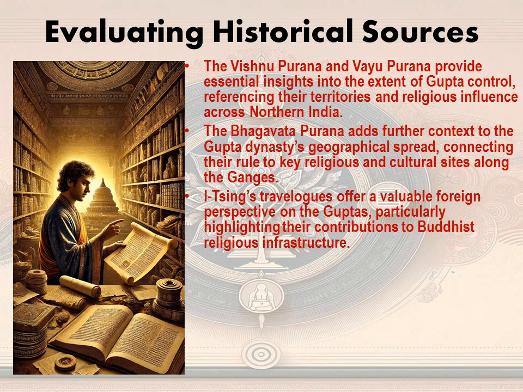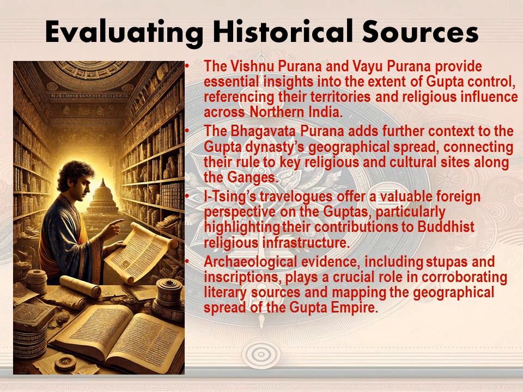I-Tsing's travel logs offer a valuable foreign perspective on the Guptas, particularly highlighting their contributions to Buddhist religious infrastructure. So it was not only territorial expansion but also religious patronage which helped the Guptas to gain power, and that has been mentioned in the travel logs of I-Tsing, that Sri Gupta built a temple for the Chinese pilgrims.